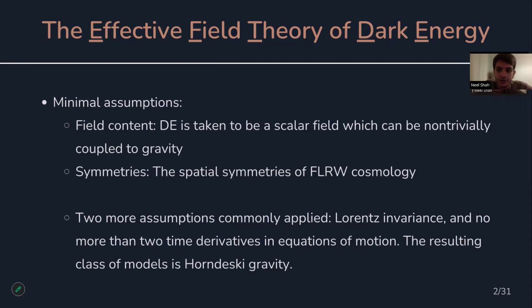This is a well-motivated class of models that describes dark energy with a single scalar field. It makes some minimal assumptions about the symmetries of the theory and its mathematical properties about time derivatives. And then it allows for all couplings between the scalar field and gravity that are compatible with these assumptions. So given all these assumptions, this class of models is also equivalent to Horndeski gravity.